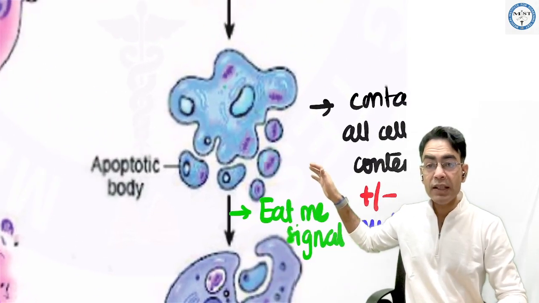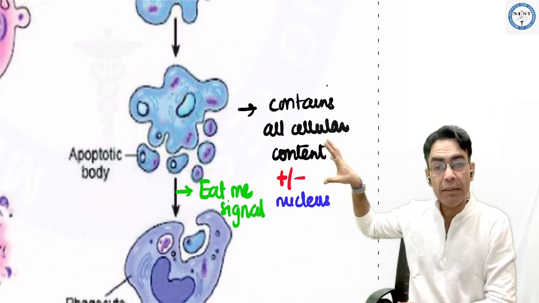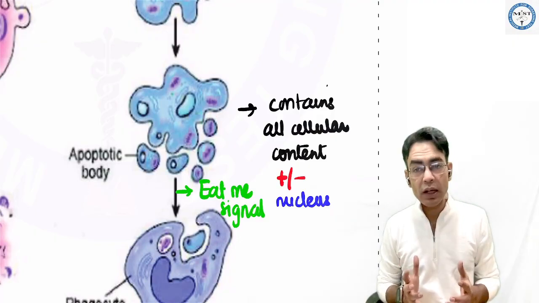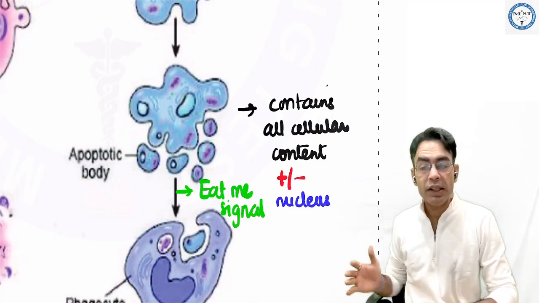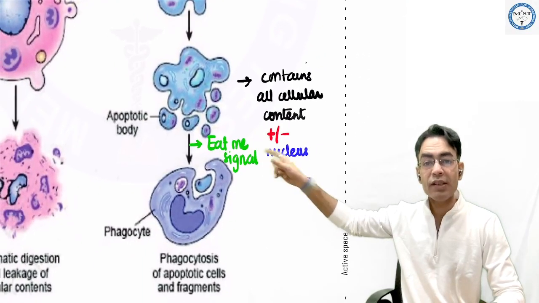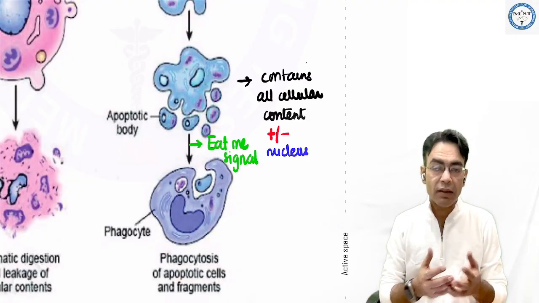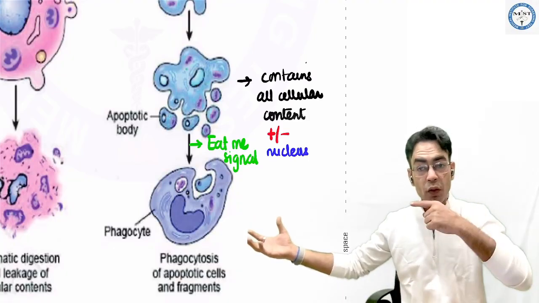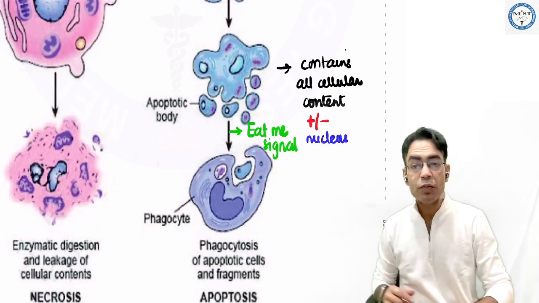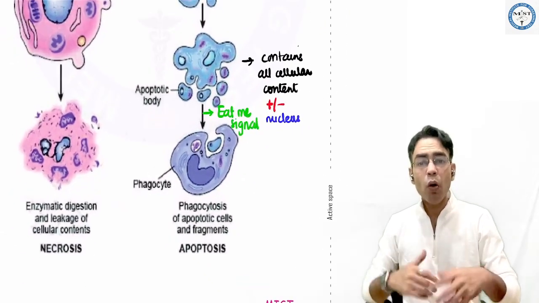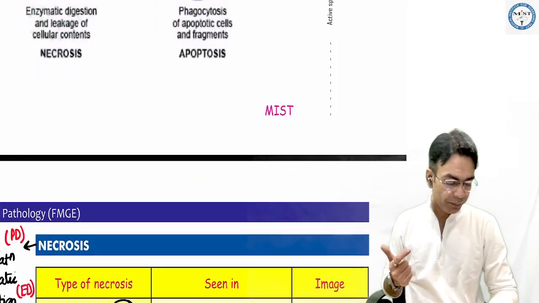The question which came in your exam was, what does the apoptotic body have? So they contain all the cellular content plus or minus the nucleus. The nuclear content could be seen, or it might not be seen. Once you have formation of apoptotic bodies, it gives an eat-me signal. This eat-me signal is given to the macrophage, and the macrophage will come and eat this apoptotic body as seen here. This process is called phagocytosis, or here we are calling it efferocytosis. We have discussed this too.